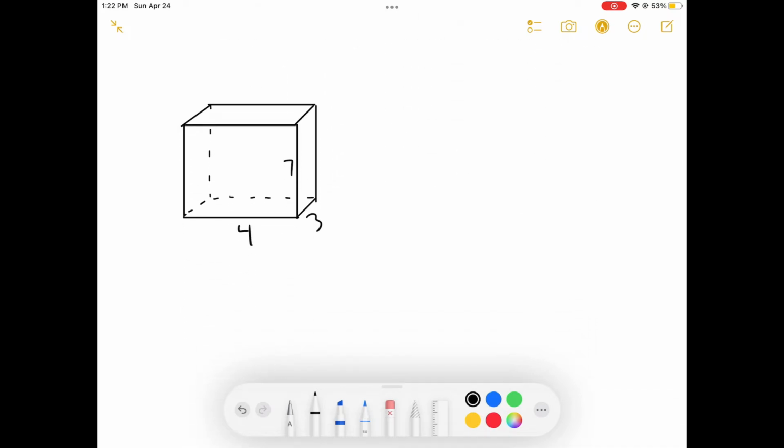So here we have our next problem. The height would be 7, length 4, width 3, right? So you would add them all up, like that, and then multiply it by 2. And this only works with rectangular prisms. Okay, so let's find the surface area of this now.